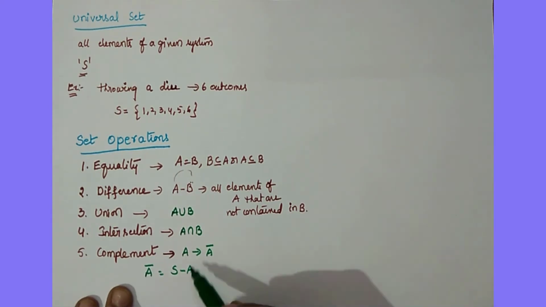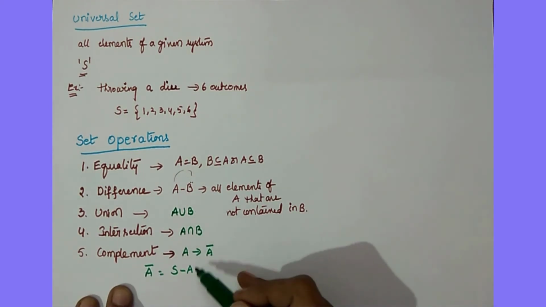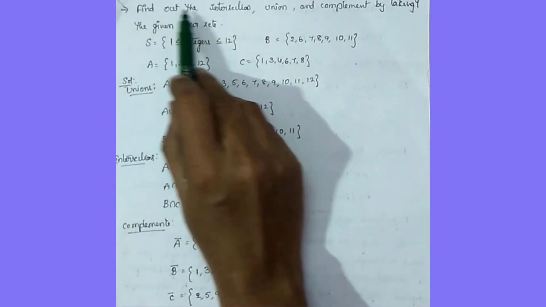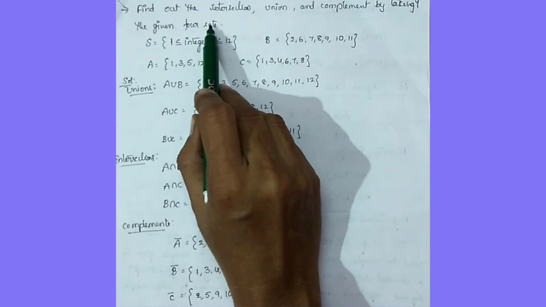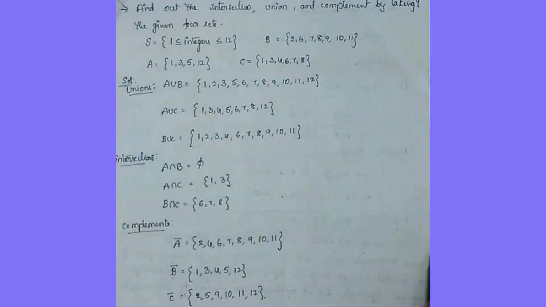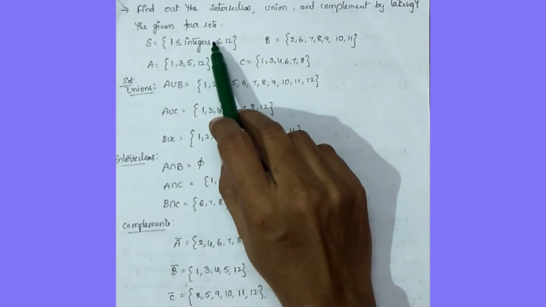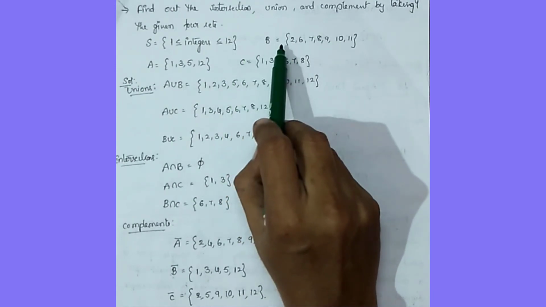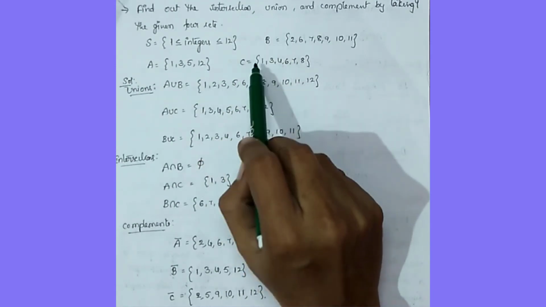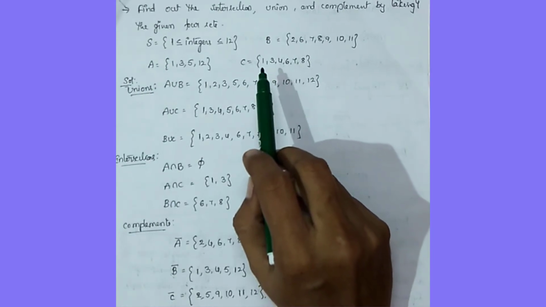We'll see one example for the set operations. I'll explain the operations on sets by taking one example. See this example. Find out the intersection, union and complement by taking the given 4 sets. What are given? S means universal set, and A, B, C are normal sets.